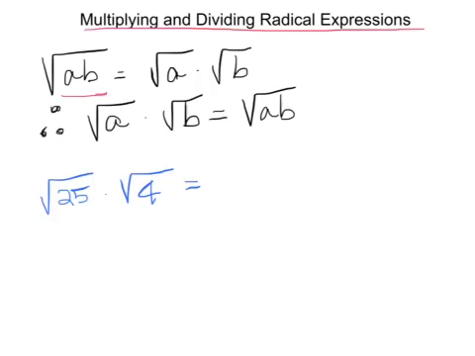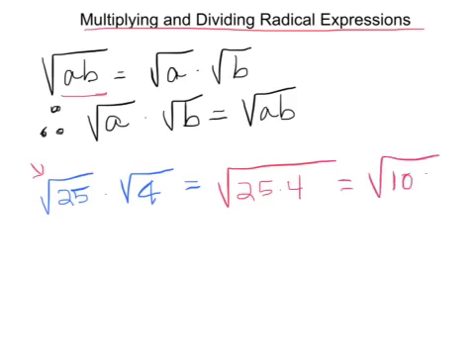So if, for example, we get an example like radical 25 times radical 4, all we do is multiply those radicands: radical 25 times 4, which gives us radical 100, and then we simplify, and the square root of 100 is equal to 10. Let's take a look at a few more examples.